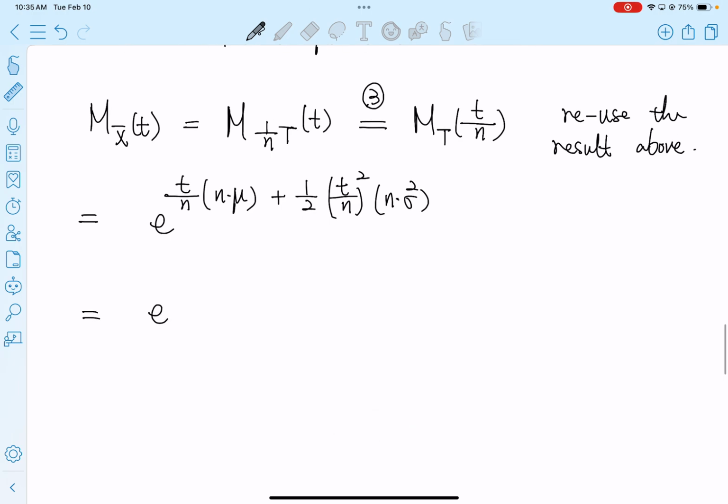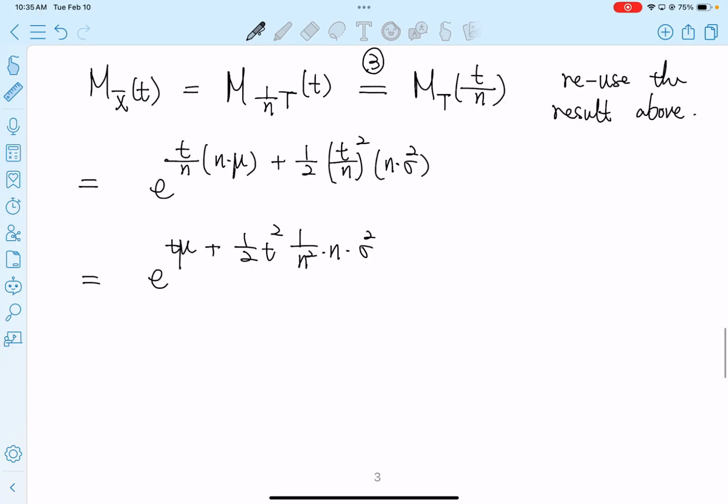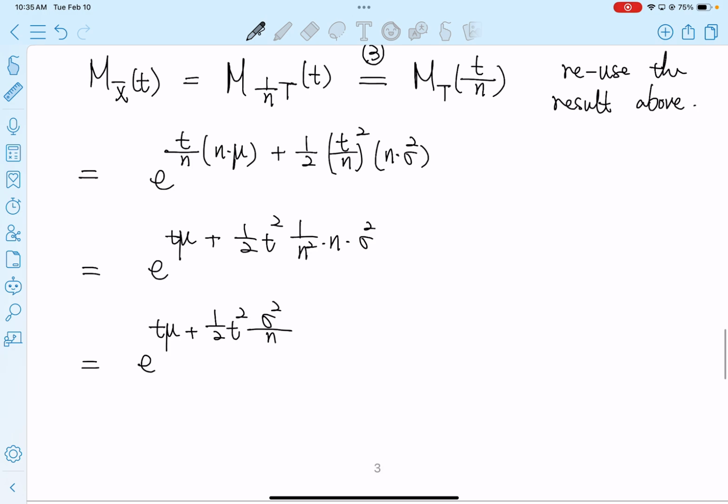You will have e raised to the power of t multiplied by mu plus 1/2 t squared, 1 over n squared, multiplied by n multiplied by sigma squared. And further simplify into the following result: t multiplied by mu plus 1/2 t squared sigma squared over n. Okay, so that is the moment generating function for the average x bar.